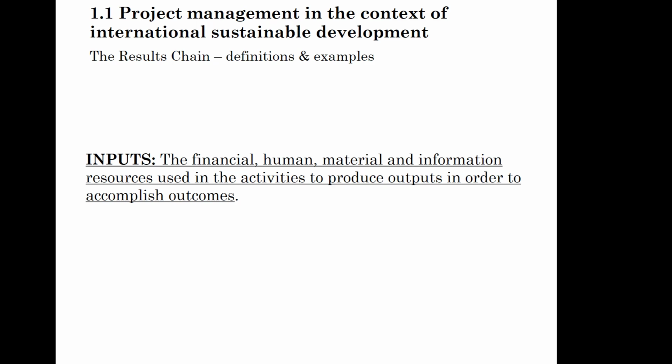The inputs are, of course, the resources that you need to develop such activities for producing the outputs. They are the financial, human, material, and information resources that are used in these activities, which are needed to produce these outputs in order to accomplish the outcomes, in order to accomplish the goal of the project. So inputs are the lowest level in project planning.